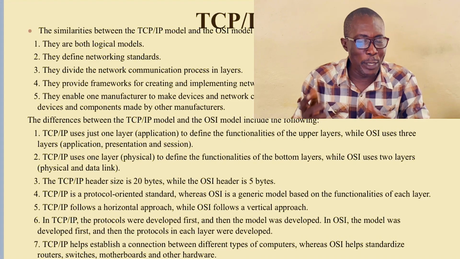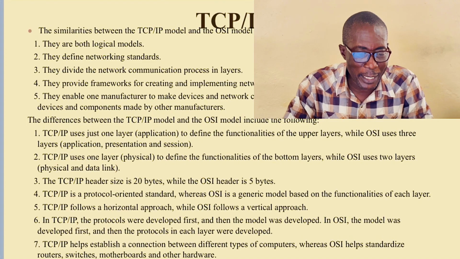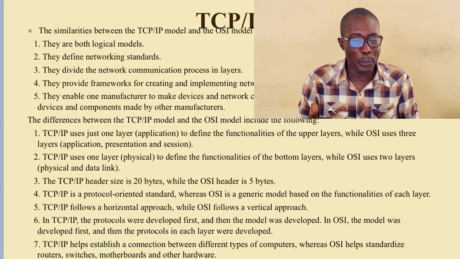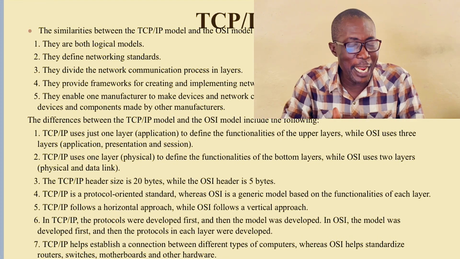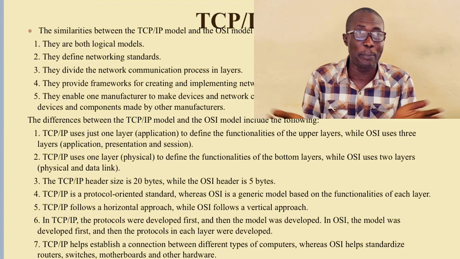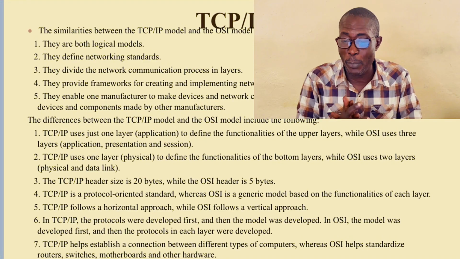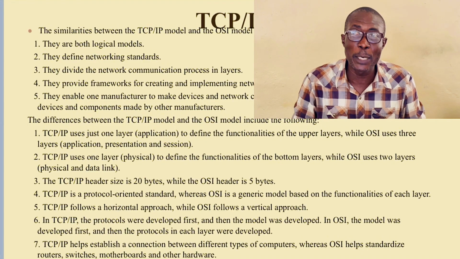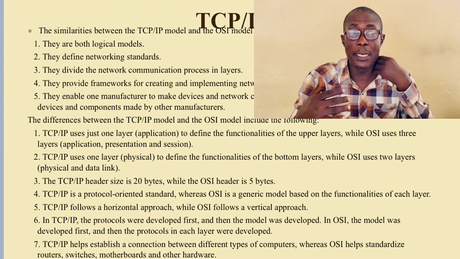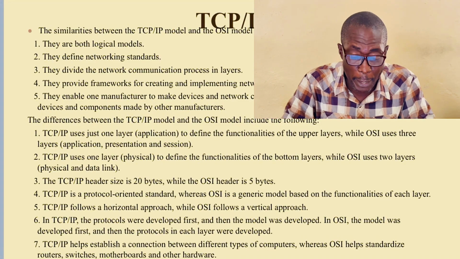The similarities between the two are that they are both logical models. Well, it's true, a logical framework. They define network standards. That is also true. They divide the network communication protocol into layers. That is another true one. And they provide a framework for creating and implementing networking standards and devices, because the framework is the backbone. Then they enable one manufacturer to make devices and network components that can coexist with each other. Because of the standards of the OSI model and TCP/IP, you can use an HP switch or a Cisco switch on the same network because they are compatible.